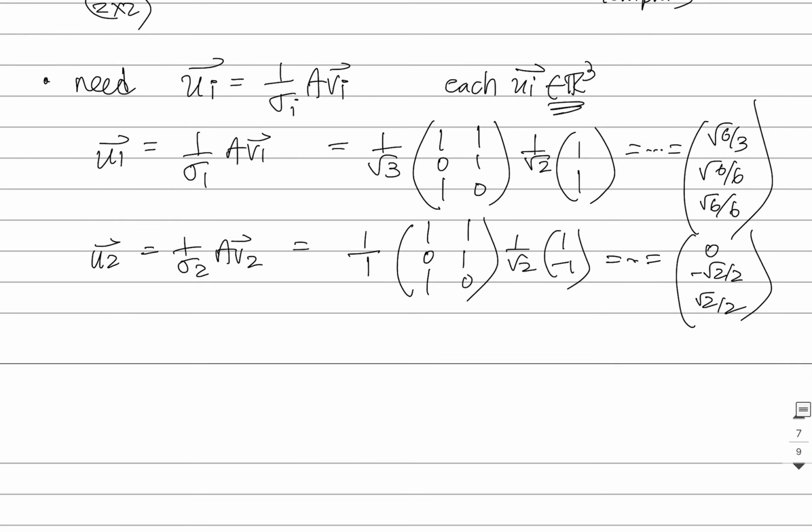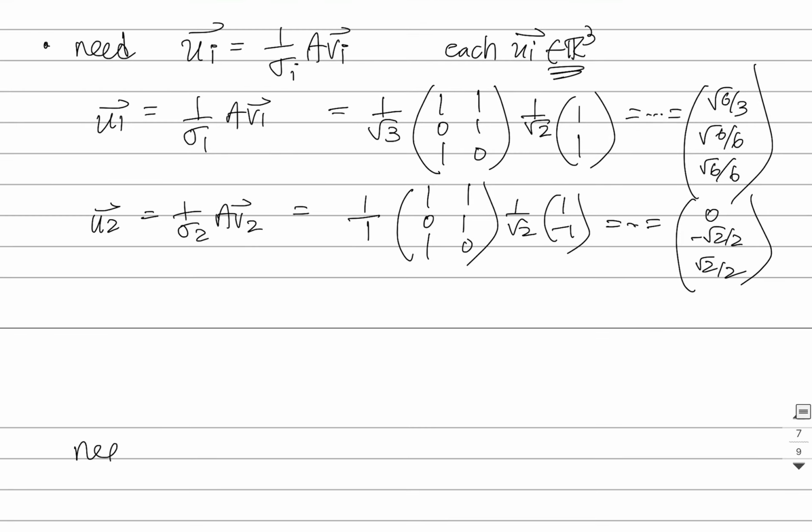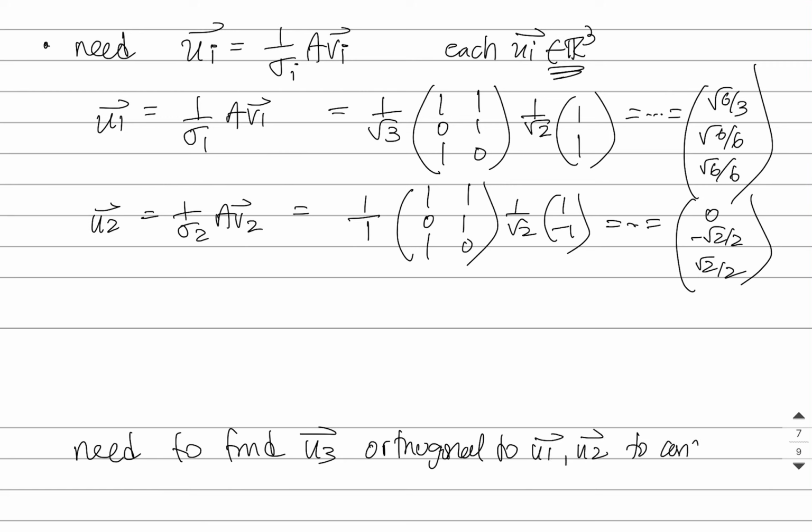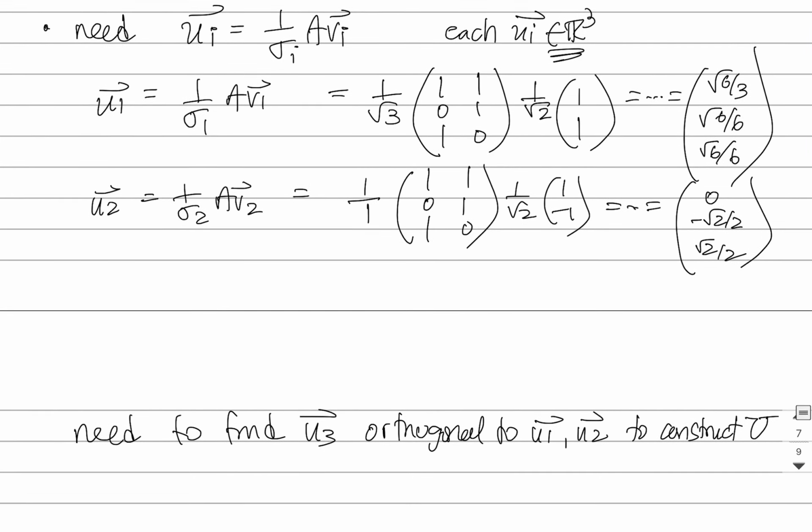We're out of singular values. Now, we've got a bit of a problem. We need to find some U3 that is orthogonal to U1 and U2 so that we can construct this orthogonal matrix U. Essentially, what we're trying to do is now find an orthogonal basis for that input space, for those vectors U.